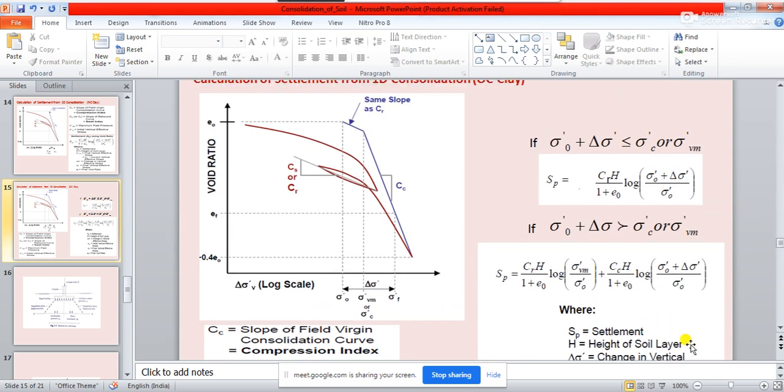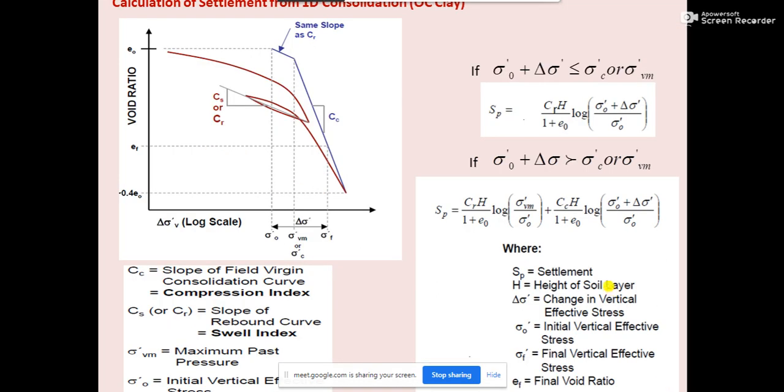So how to calculate, let me make it full screen. You see the calculation of settlement from 1D consolidation of OC clay, over consolidated clay. So how to calculate the over consolidation settlement, you try to understand from here. It is very important to understand, you see there is another term introduced.